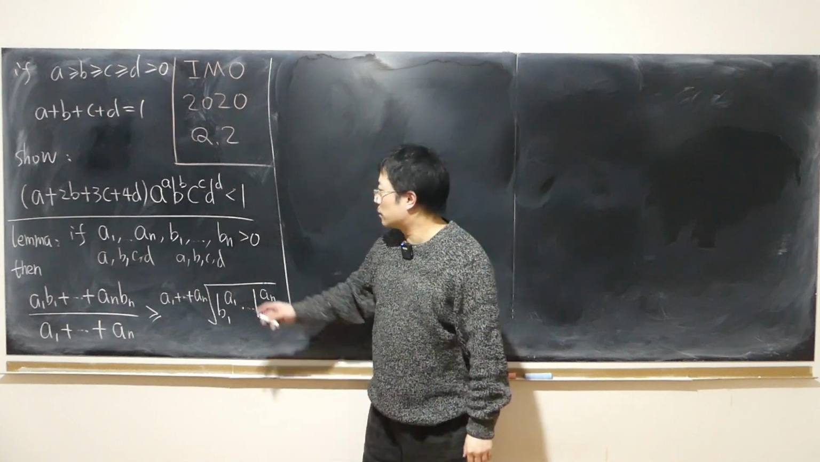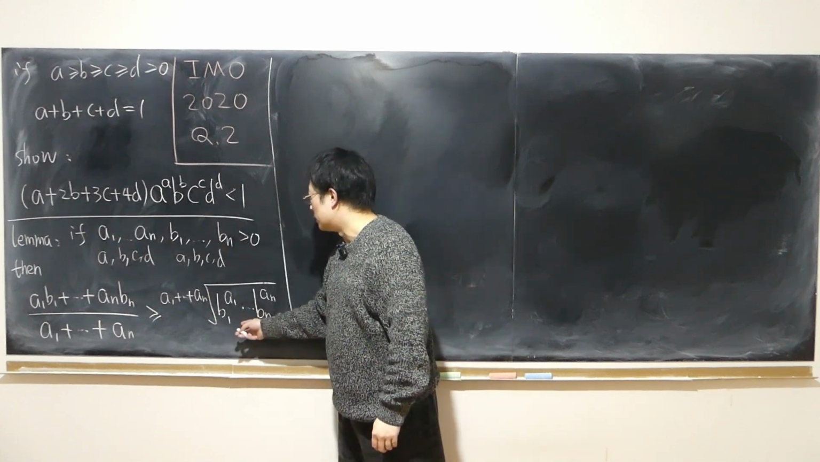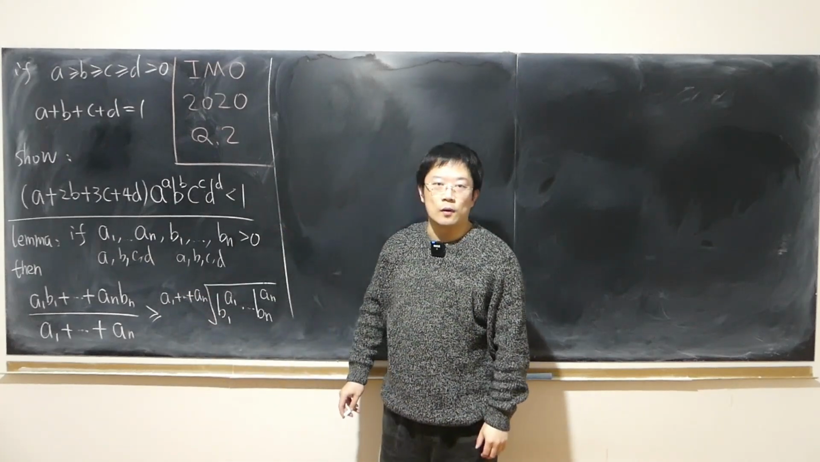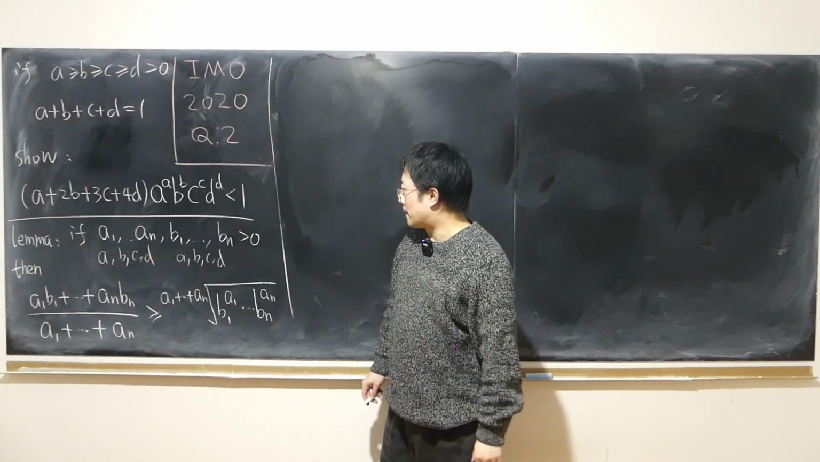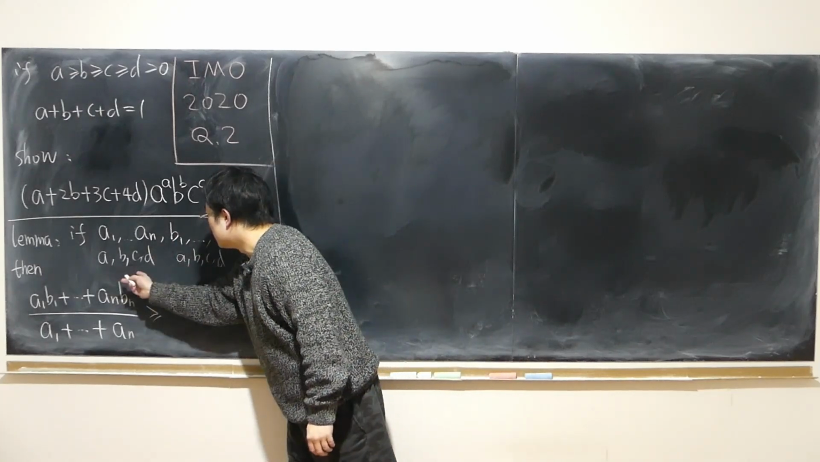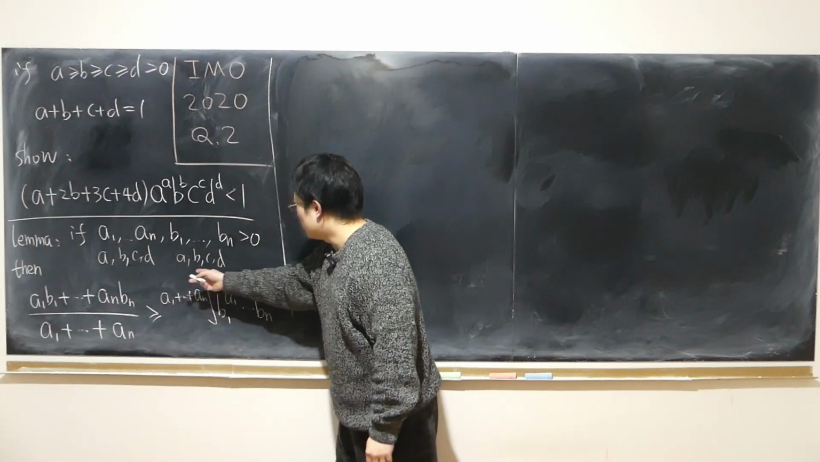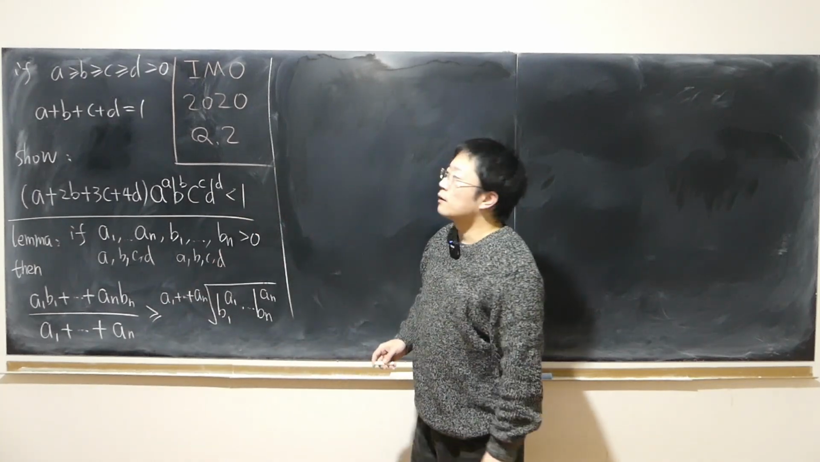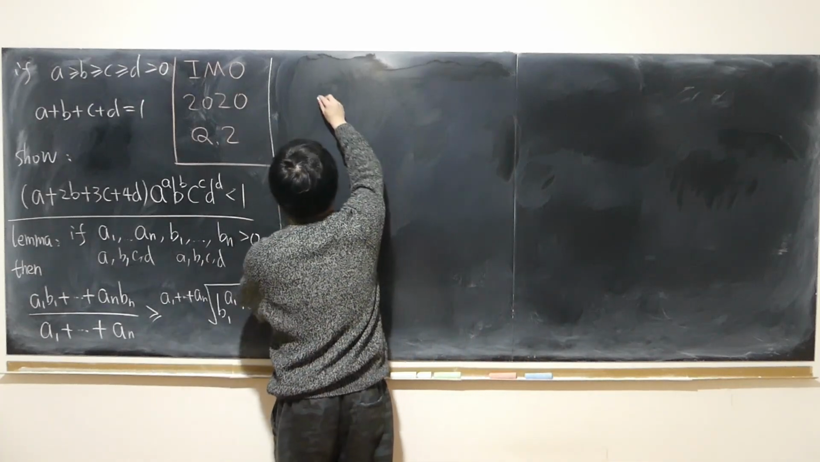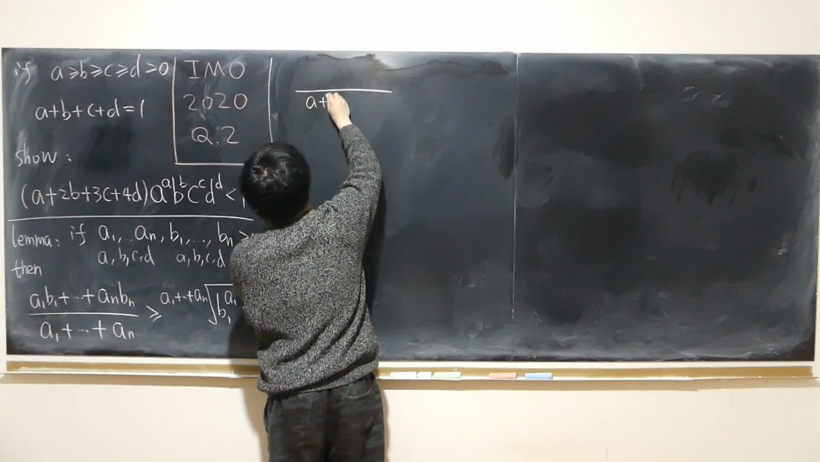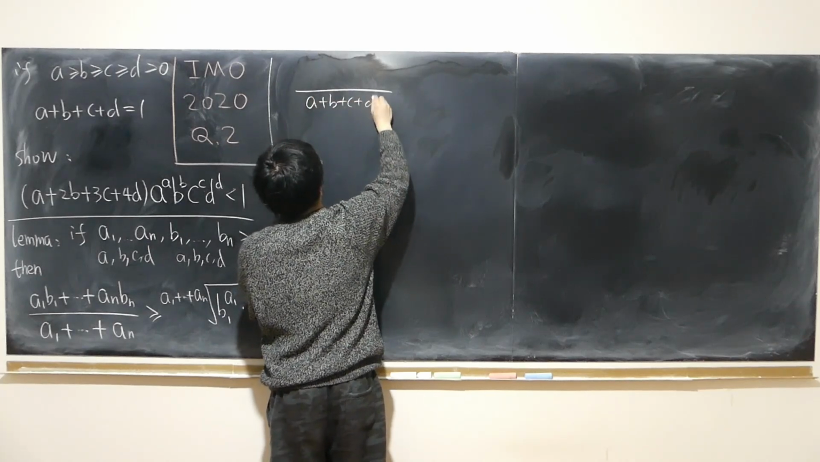The fact that we have exponentials motivates me to use the weighted AM-GM inequality, because the standard one won't be enough, right? Of course, they're all positive numbers. Here, I just use A, B, C, D as the A's, also A, B, C, D as the B's, right? So in this case, I always have this inequality, right? A plus B plus C plus D.